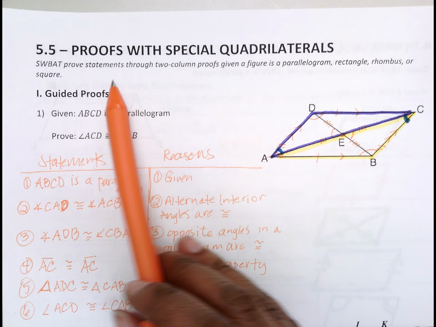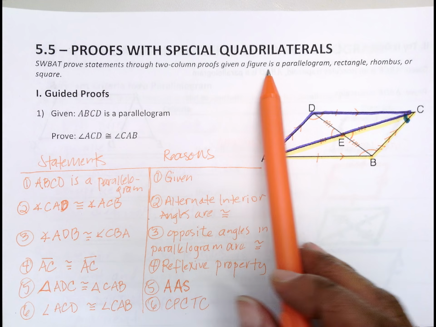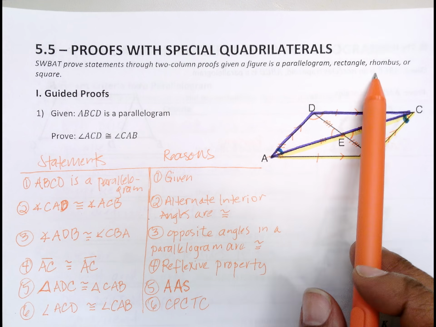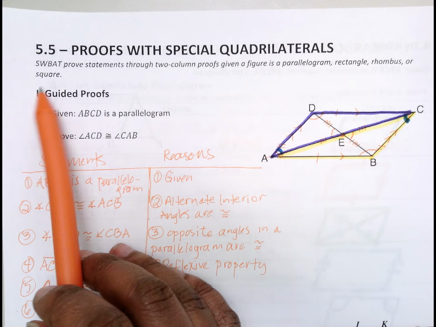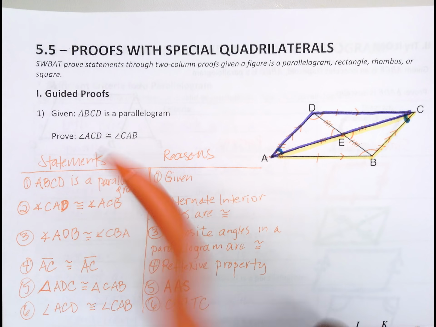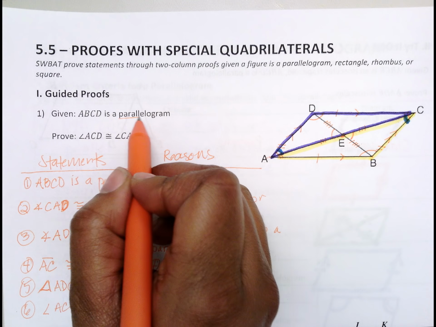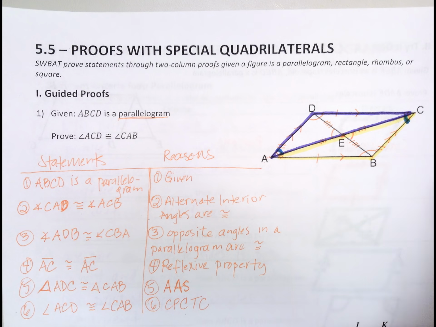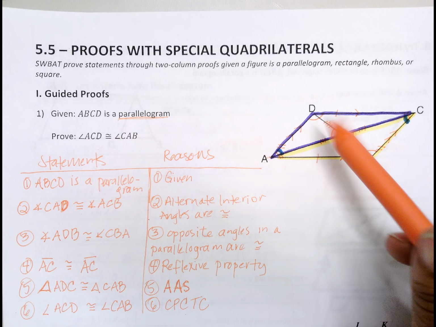we are going to be able to prove statements through two-column proofs given a figure is a parallelogram, rectangle, rhombus, or square. So what we're doing is we're using the properties of a parallelogram and applying them to triangles that are within parallelograms, okay? So for example, we have parallelogram A, B, C, D.